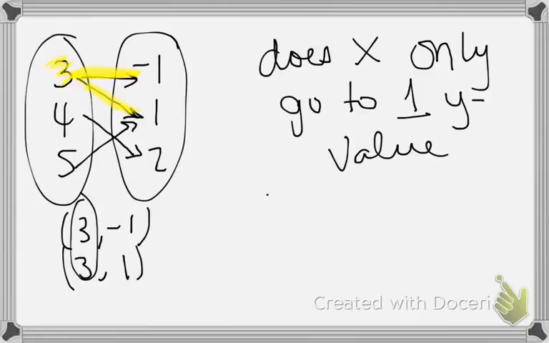Now, notice 5 goes to 1, so does 3. 5 only goes to one y value, so it's okay. So this x only goes to one y value. This 4 only goes to 1. But because we have one number that repeats on the x side, it is not a function.